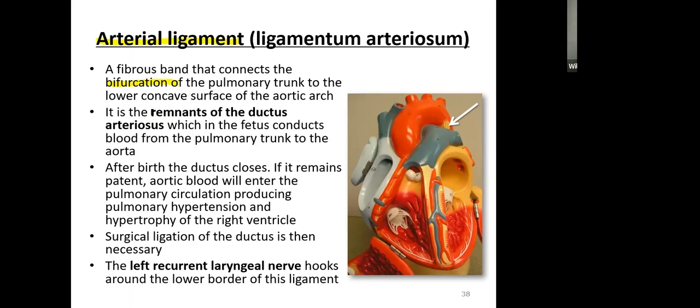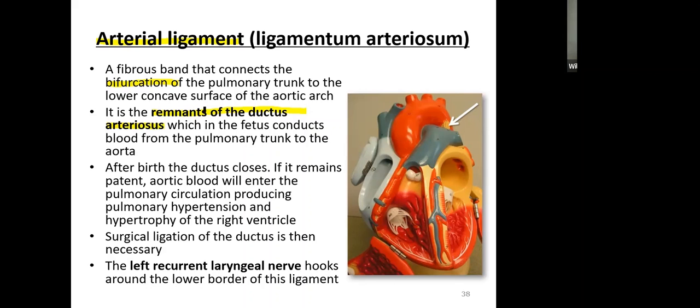It is an anatomical remnant of the ductus arteriosus. Have you ever heard of the ductus arteriosus? I've heard of it, yeah. And have you heard of the ligamentum arteriosum? Have you heard of this arterial ligament? Yeah, I think it's got something to do with aortic coarctation as well. So yes, correct. Yes, it does.